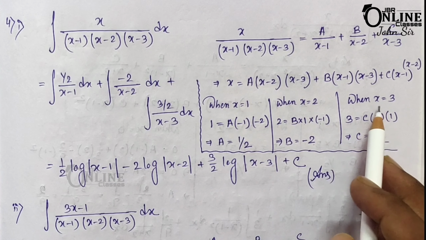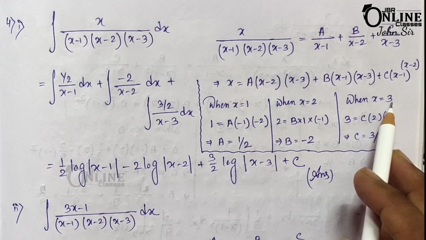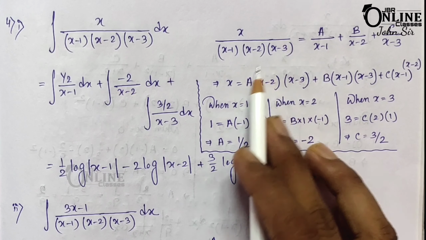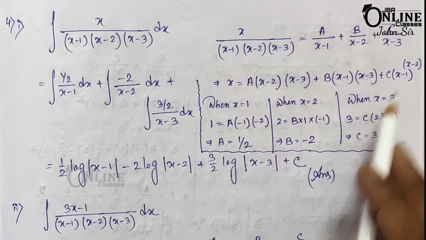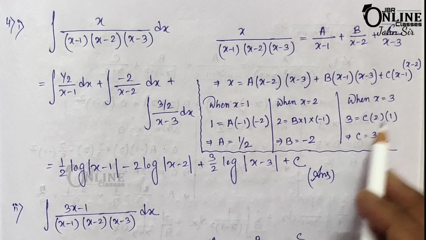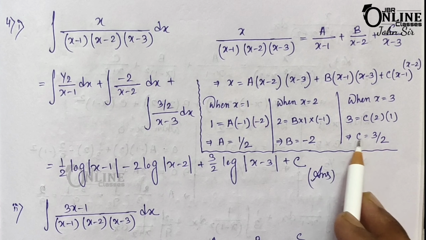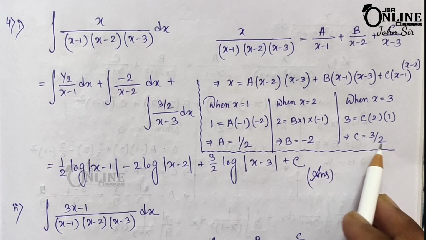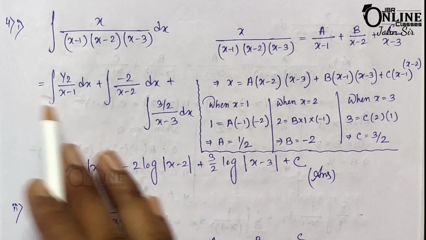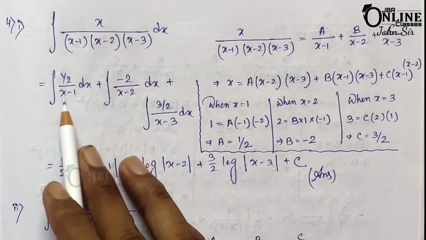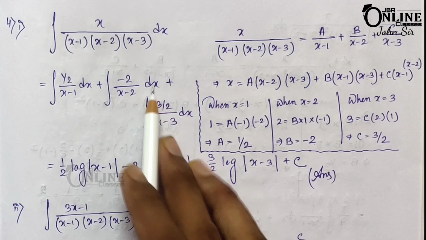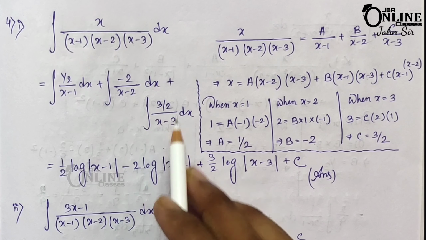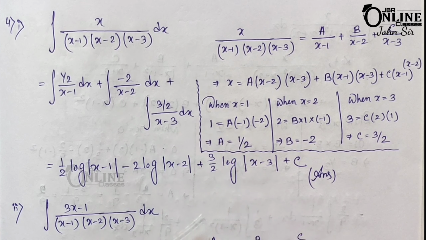It's very easy. Now third one, when x equal to 3. So if x equal to 3, this portion equal to 0, this one also 0. So now here 3 and here c into 3 minus 1 is 2, then 3 minus 2 is 1. So c equal to 3 by 2. Okay, now just put down the value here. So first integration a by x minus 1 dx plus integration b by x minus 2 dx plus integration c by x minus 3 dx.